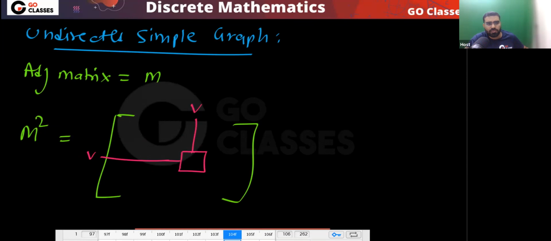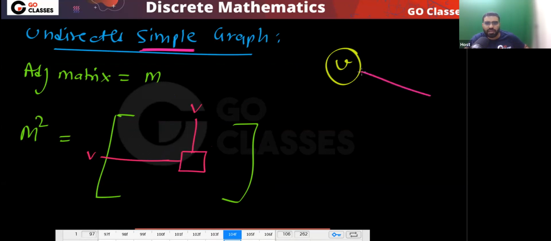What will this entry tell you? It will tell you the number of walks of length 2. In an undirected simple graph, how many walks of length 2 can you have? Just think about it. You have some vertex. In an undirected simple graph, there is no self loop. So how can you have a walk of length 2?